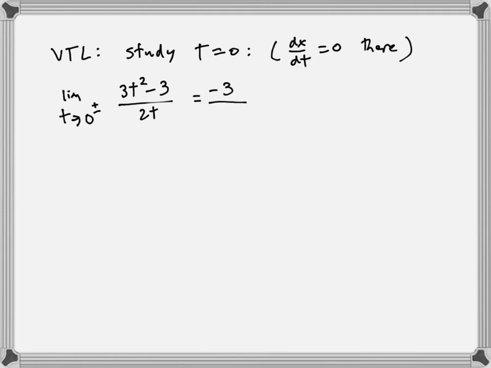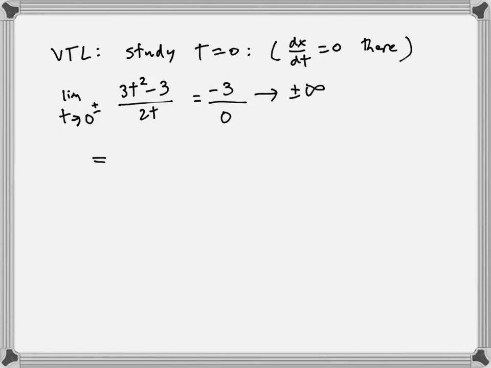Becomes negative 3, and the bottom is going to be 0. Remember, we're approaching 0 from either direction, but that's okay. We know that this goes to plus or minus infinity, which is which depends on which direction you are coming from. But that's okay. As soon as you get infinity, you're good.